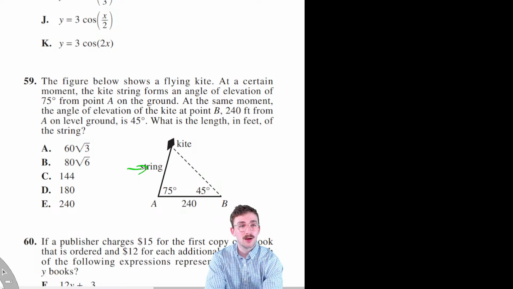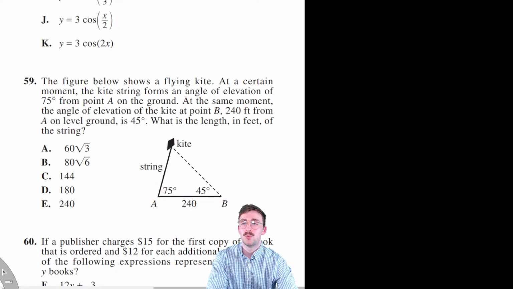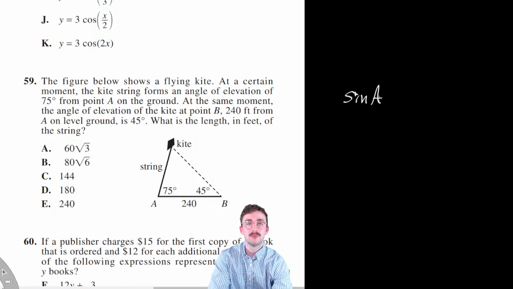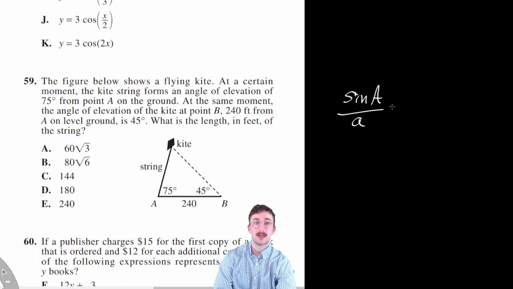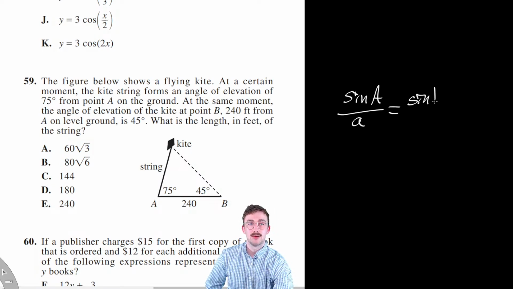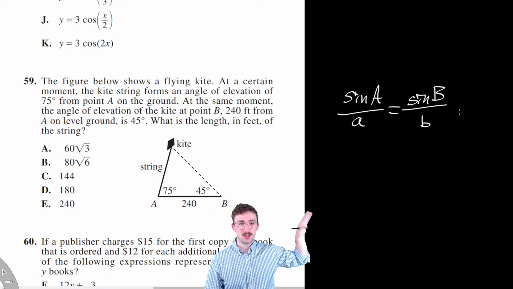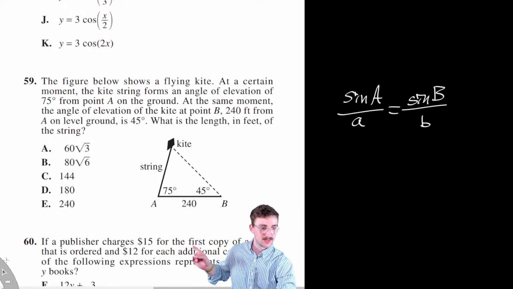So I'm going to use the law of sines here, which states, give me a moment, the law of sines is basically sine of an angle divided by the side opposite that angle equals sine of another angle divided by the side opposite that angle. I should also do equals sine C over C, but I'm not going to write that out because I have what I need here.